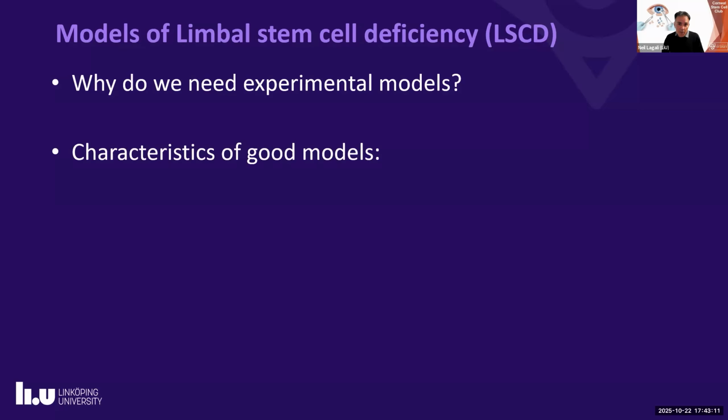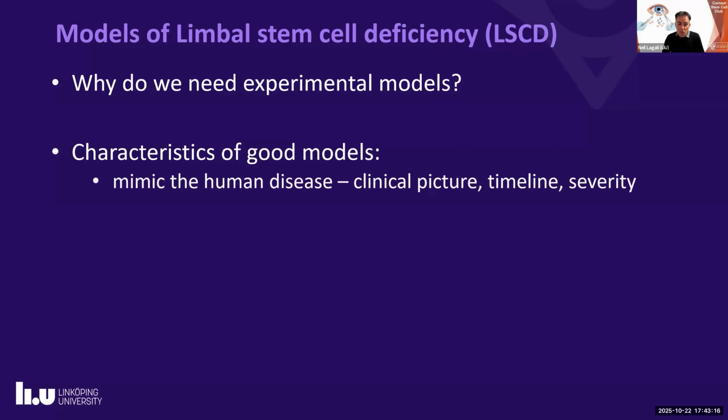So what are the characteristics of good models? First of all, they should mimic the human disease. They should give us the same clinical picture that we see in patients. Also, the development of the disease should have approximately the same timeline as in the clinical case, as well as we should see the same levels of severity in our model as patients experience. Also, the model should be reproducible. So each time it's used, it should give us the same kind of result.